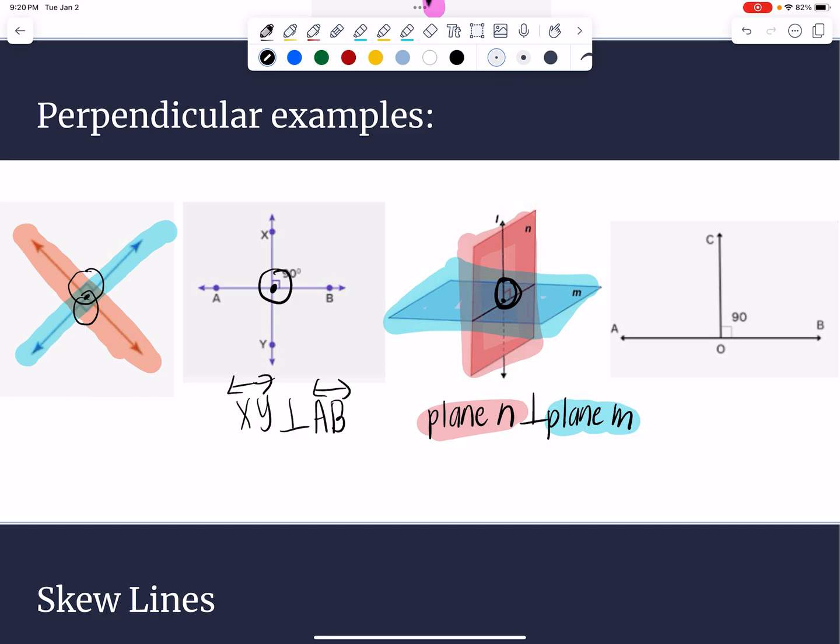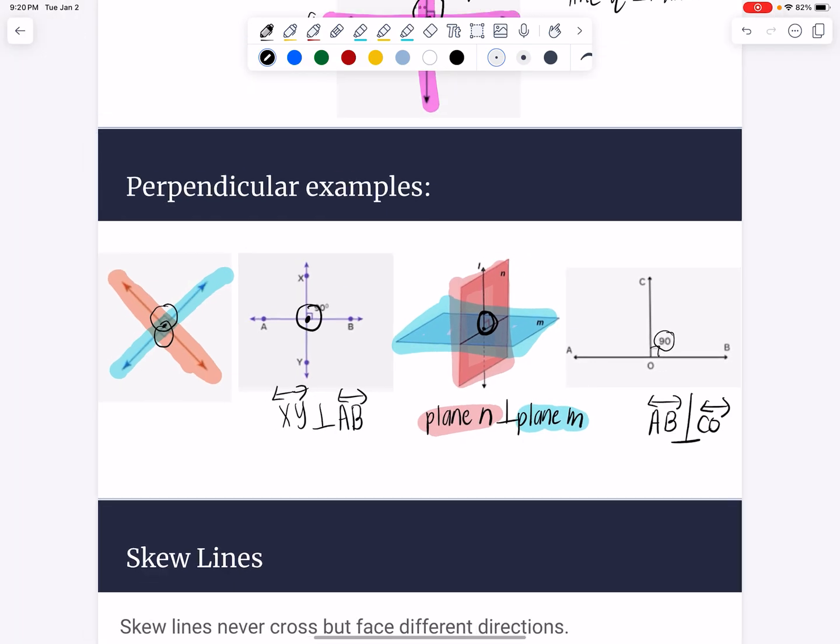Okay, and then last but not least, line AB is going to be, not parallel, but perpendicular to CO. And those are perpendicular not only because of the right angle box, but because it says 90 here. So either one of those would be totally fine to say that those are perpendicular.